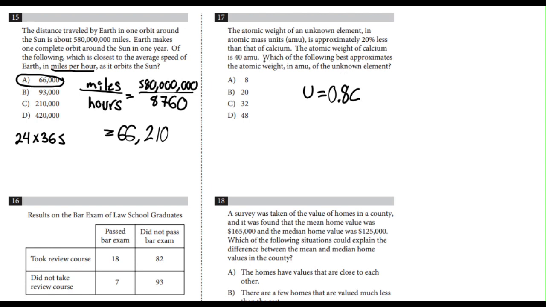Which of the following best approximates the atomic weight in atomic mass units of the unknown element? So they tell us that calcium is 40 AMU. Now we can plug in 40 for C, and we'll get that U equals 0.8 times 40. And when we multiply 0.8 times 40, we get that U equals 32. So therefore, number 17 is going to be answer choice C.